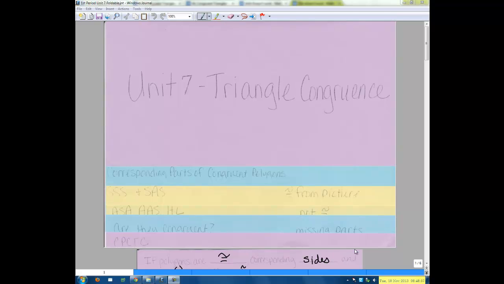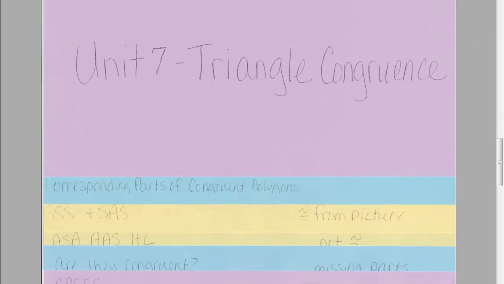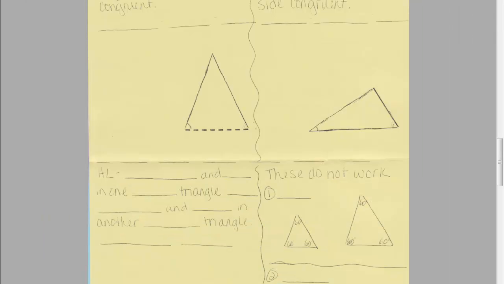Hi, so today we're going to finish working on our triangle congruence foldable. Well, not finish, we're just going to work on the next section. The next section is the following properties: angle, side, angle; angle, angle, side; and hypotenuse leg. It will be the third flap in your foldable, I believe. It looks just like this.